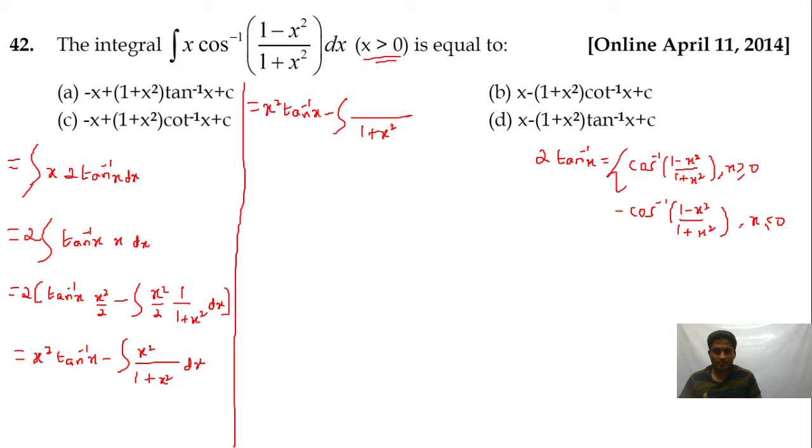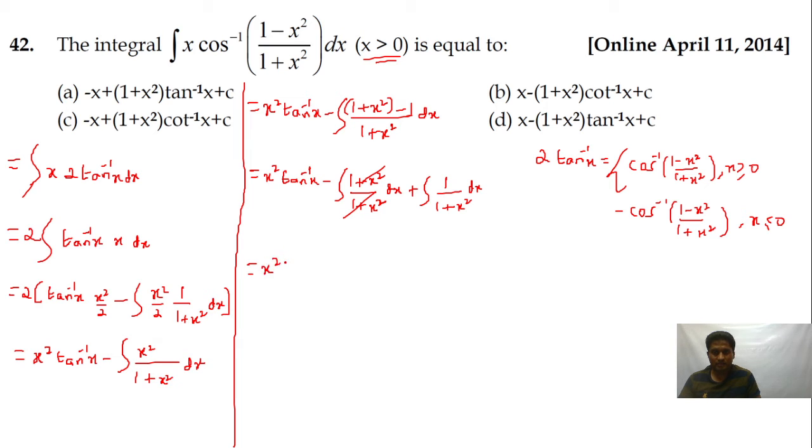Okay, so this is x square, this is 1 plus x square, minus 1 and then dx. So this is x square into tan inverse of x, minus integration of 1 plus x square upon 1 plus x square dx. Minus and minus is plus, 1 upon 1 plus x square, and then dx, this will cancel.